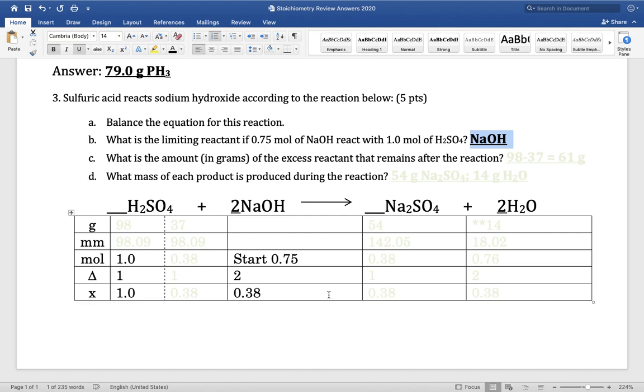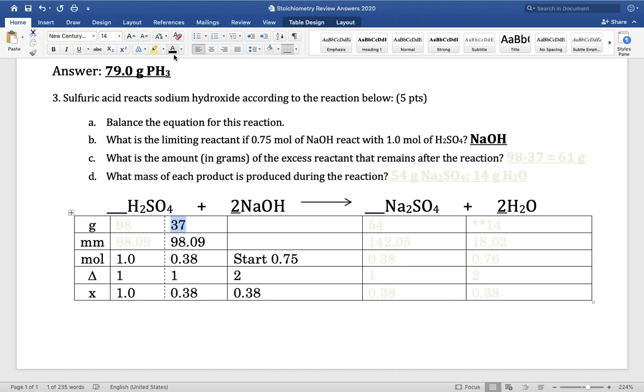Then it says, what is the amount in grams of the excess reactant that remains after the reaction? So I have to split the sulfuric acid column in half and now put that smaller carryover number, 0.38, down there and take it all the way to the top. So times 1 is 0.38. Then I had to find the molar mass of H2SO4 is 98.09, so 0.38 times 98.09 is 37.